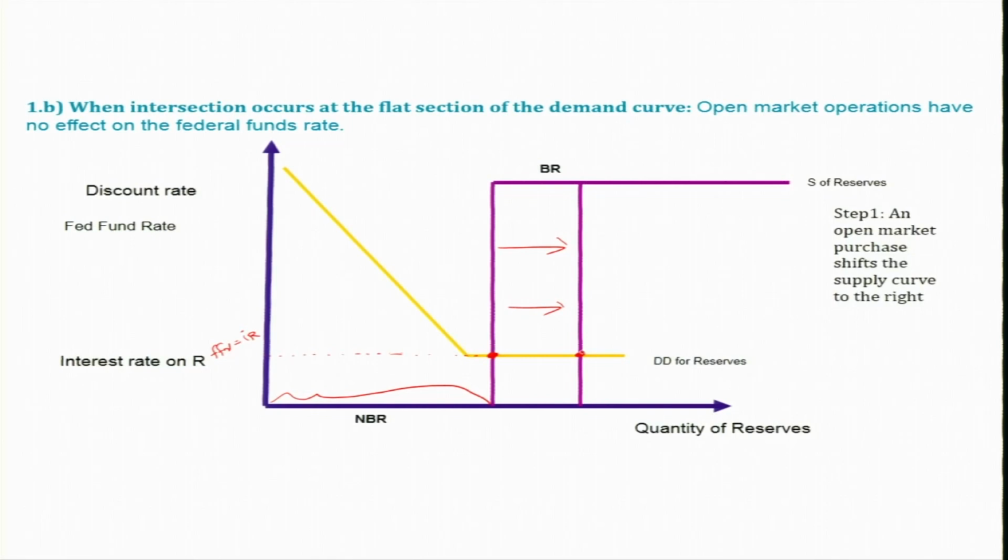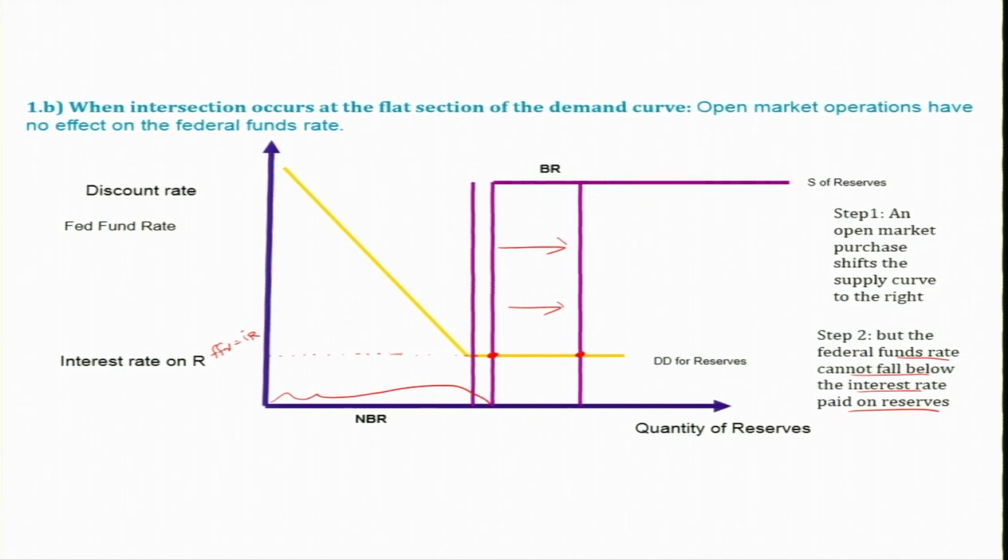So what is the likely impact? We saw here that as a result of an open market purchase, the NBR supply curve has shifted rightwards, but the Fed funds rate cannot fall below the interest rate paid on reserves. So as a result, there is no change in the Fed funds rate. And what if the Fed engages in an open market sale?